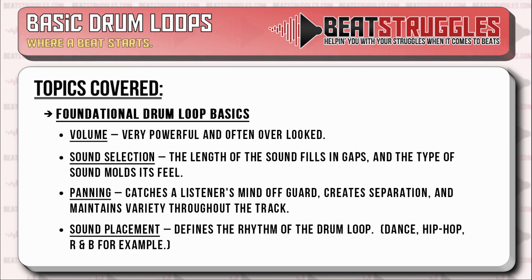And now sound placement. It defines the rhythm of the drum loop. What I'm saying there is this defines what type of beat you're going to make. Also, your sound placement, in my opinion, is your hardest task as a producer, because that's what creates catchiness and originality. It's very hard to know when you're starting up what sounds good, like where you can place your sounds.